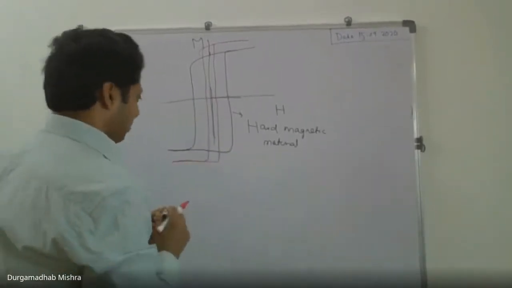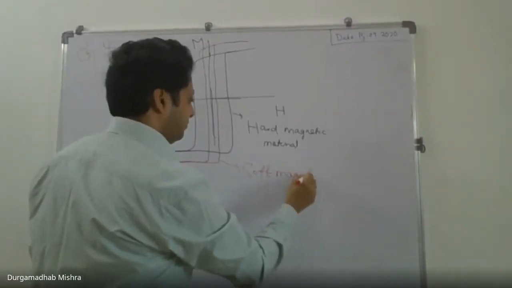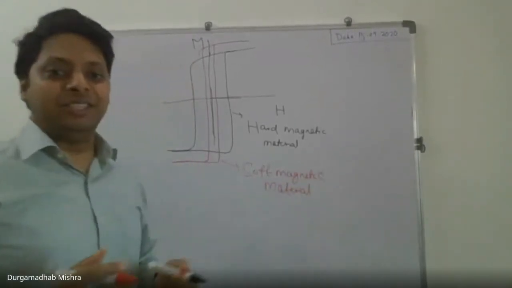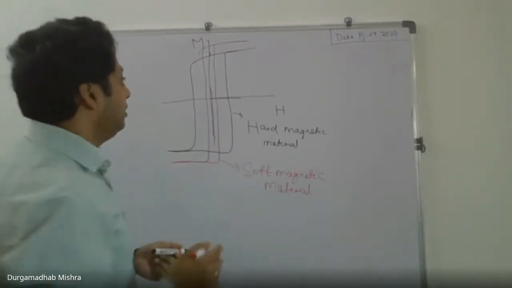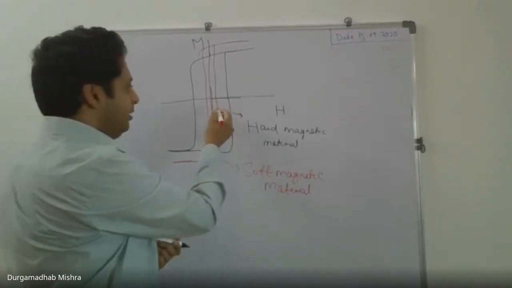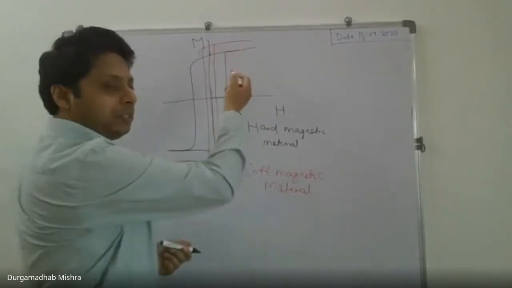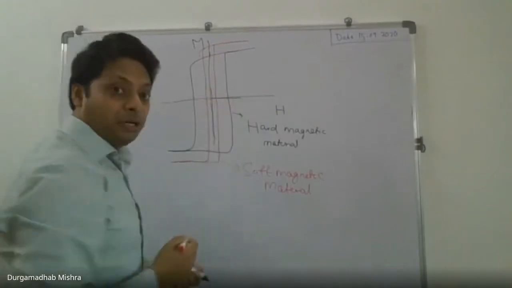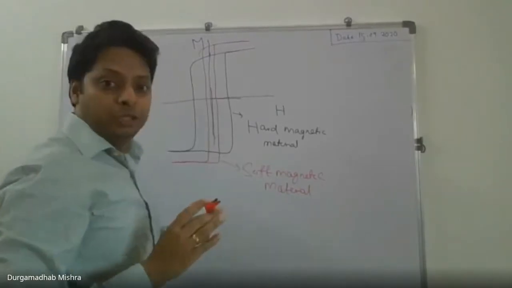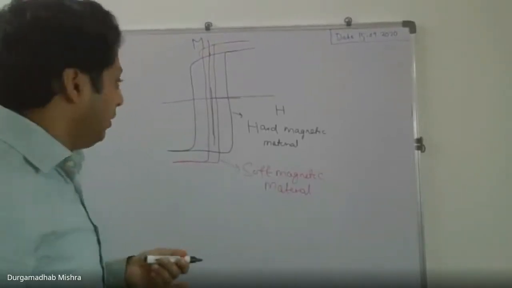But soft, the other one, is soft magnetic material. Soft because it is easy to magnetize and demagnetize. So you can easily magnetize it very quickly. You apply a small field compared to your hard magnet, so you can saturate it, and also you can easily demagnetize because the coercivity is small. So these are basically the two different kinds of magnetic materials that are used in all the applications.